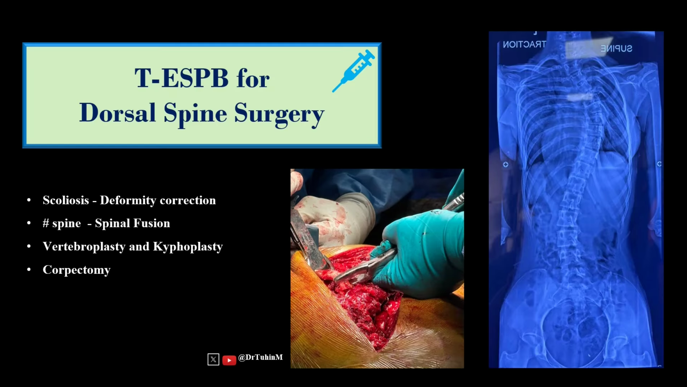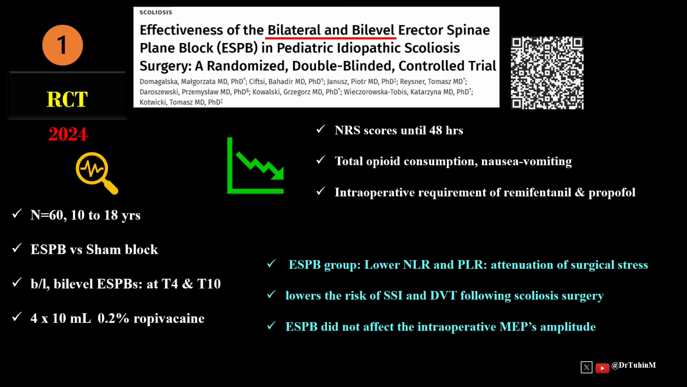Coming to the thoracic erector spinae plane block for the dorsal spine surgery, we mainly use it for the deformity correction like scoliosis correction surgery and fracture spine vertebroplasty or corpectomy, and in some cases of deformity correction where the cosmetic correction is required by doing a costoplasty, there also erector spinae helps. So we don't need to give a separate plane block for that. So what we do is a bilateral, bilevel or multi-level erector spinae plane block.